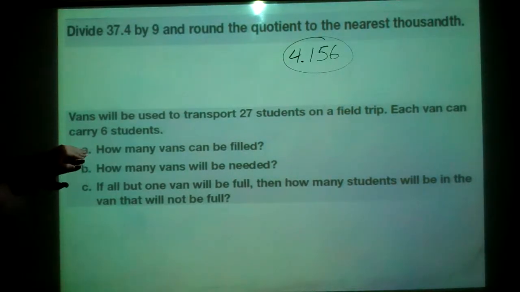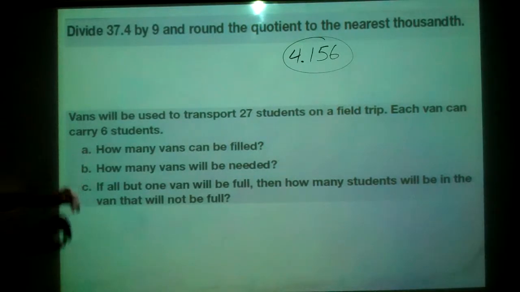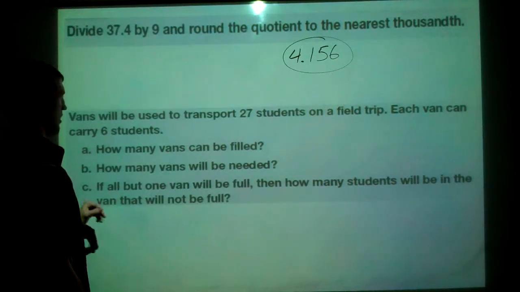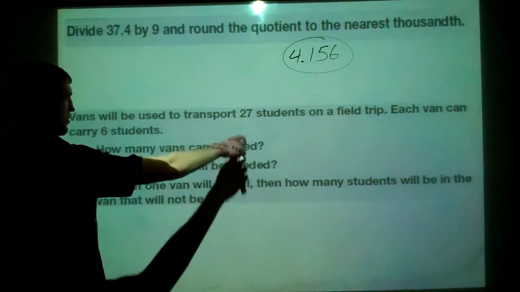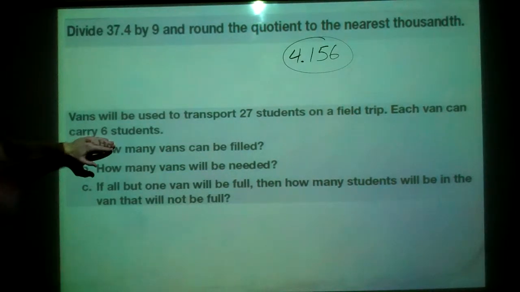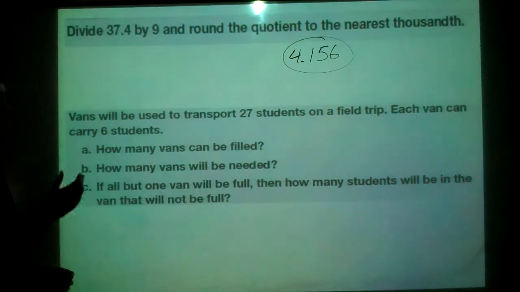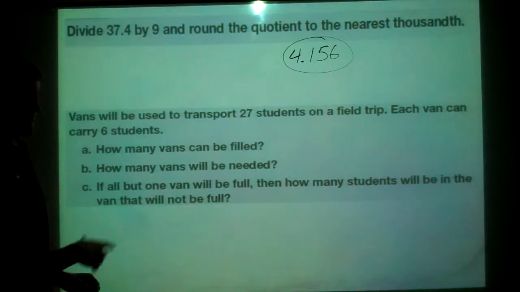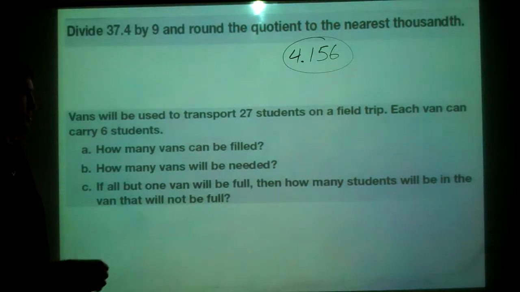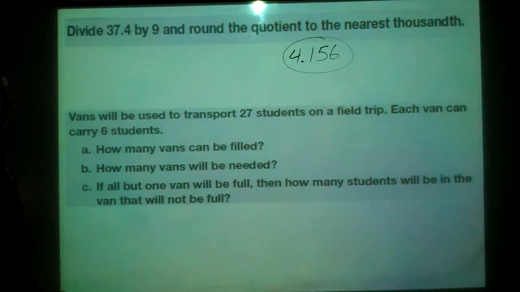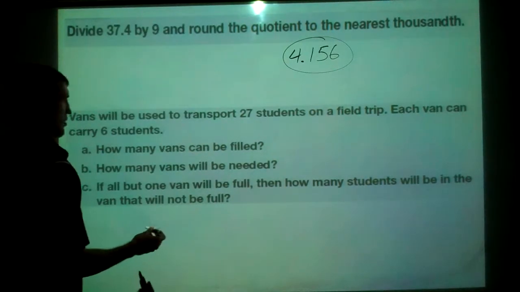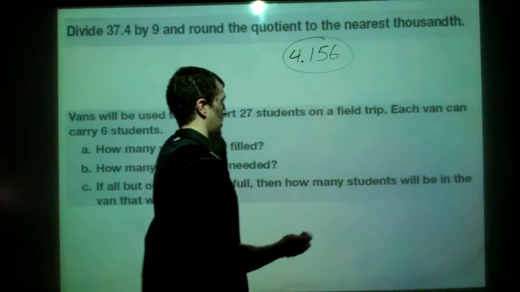How many vans can be filled? And it comes back to our division here because we're going to use 27 students and each van can hold 6 students. So we're going to divide 27 students up into groups of 6 basically. So not 6 groups, but 27 students into groups of 6. We need to figure out how many groups of 6 we have. So that means we're going to do 27 divided by 6.